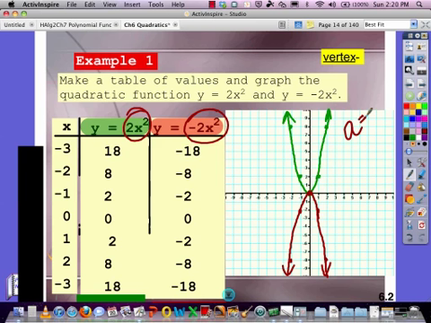determines the direction. If A equals a positive number, we know our parabola is going up. If A equals a negative number, our parabola will be facing down. And that is guaranteed every single time. So it's telling you something about your parabola before you even start.